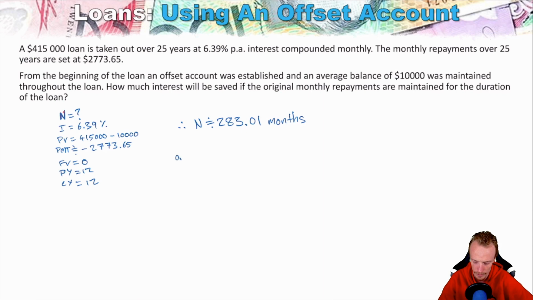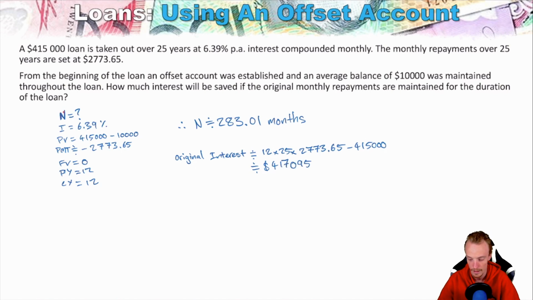So the first thing is, let's look at the original interest. The original interest that you would have paid would have been, you were making 300 months worth, so 12 months of your payments for 25 years, and this was approximately $2,773.65. That's effectively what you were doing. So the original interest that you would have paid, let's swap calculators. 12 by 25 by the repayment, and we've got to minus our $415,000, and that's useful to do here. So it's approximately $417,095.